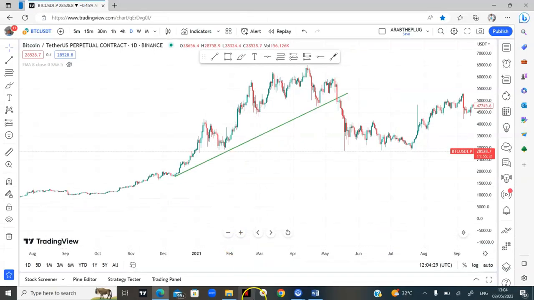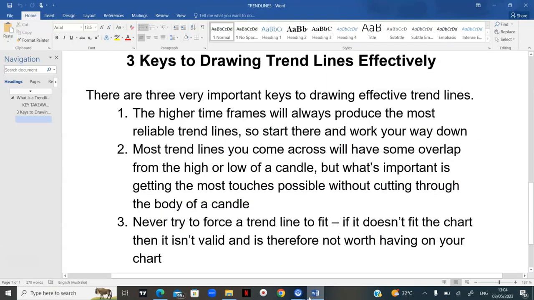And now, how do you draw a trend line? The first point: the higher time frame will always produce the most reliable trend line. Yes, when you draw a trend line on higher time frames, higher time frames are time frames like the monthly, weekly, and daily time frame. Also, for some traders, such as day traders or scalpers, 4 hours is a higher time frame. So the higher time frame is the best place to draw a trend line, so that you are going to see the big picture of what's happening in the market.